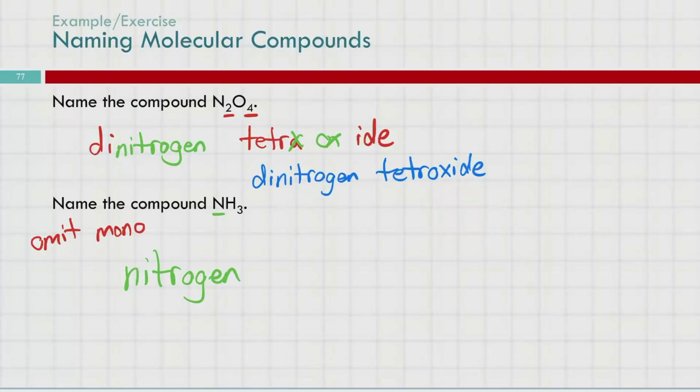And then we've got, what's our next thing? Hydrogen. Base for hydrogen is hydr. How many of them do we have? How many hydrogens do we have? 3. What's our prefix for 3? Tri, like triforce. And we change the ending to IDE. So our full name, nitrogen trihydride. But we would typically just call this ammonia.